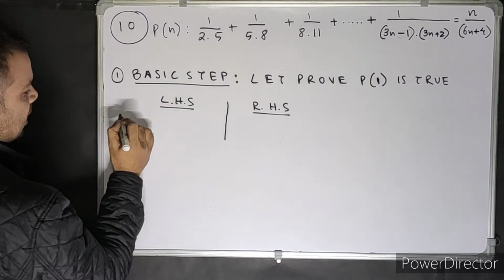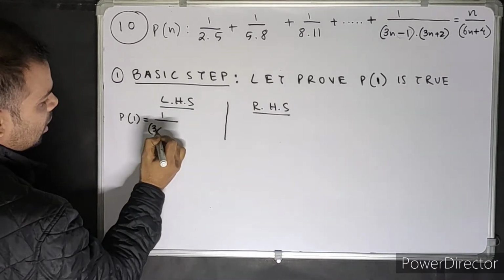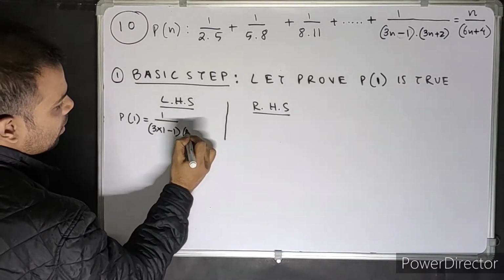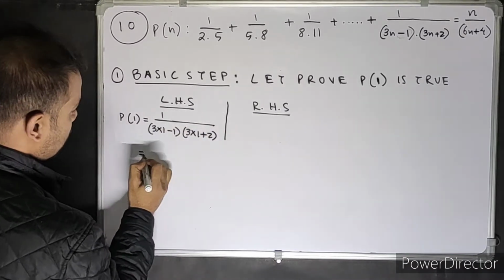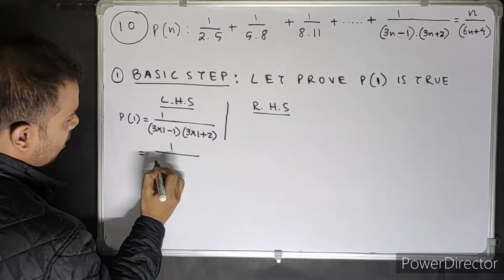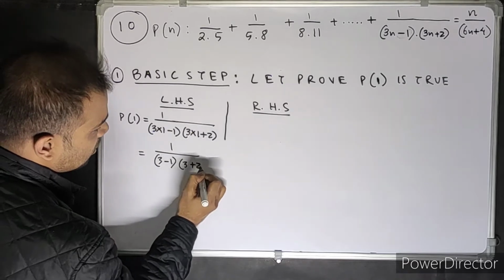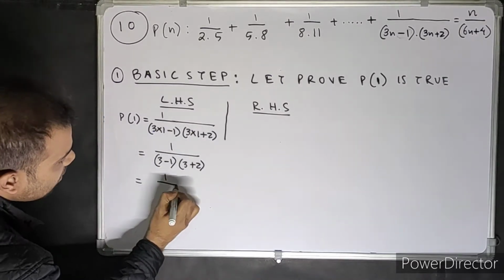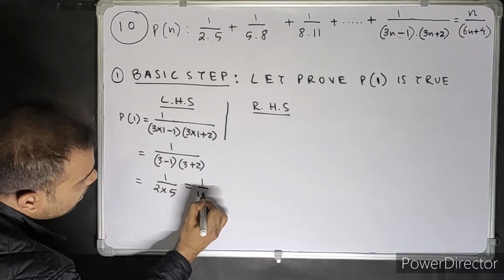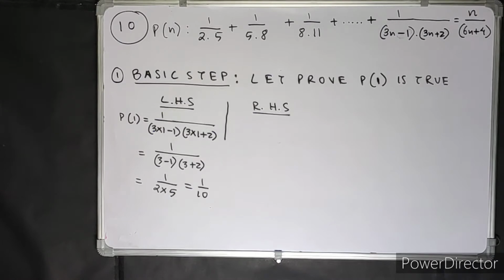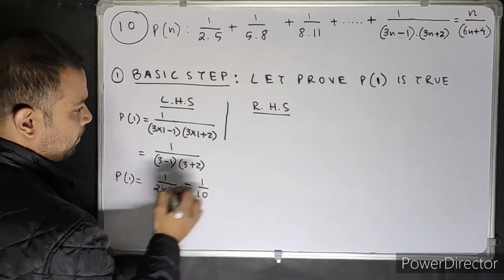So the left hand side, P of 1 is equal to 1 divided by 3 into 1 minus 1, 3 into 1 plus 2. So that is 1 divided by 3 minus 1, and this is 3 plus 2. So that is 1 divided by 2 into 5. That is 1 by 10. I split it a lot. You don't have to split it so much, you can do it normally.